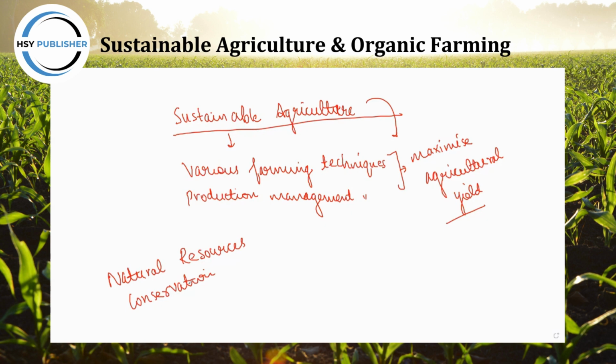In sustainable agricultural practices, we have different methods which can be adopted, which include mixed farming and crop rotation. All these we will discuss later on in greater detail. And along with this, one thing we have is integrated farming.